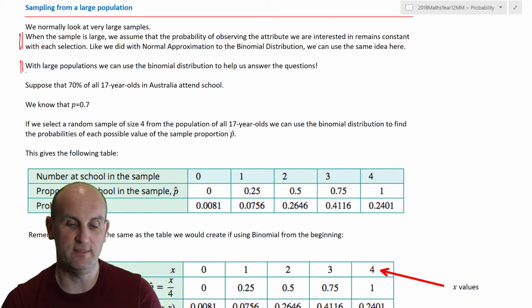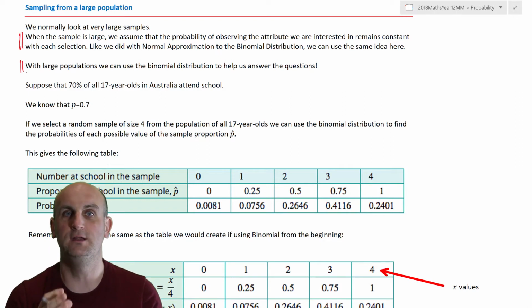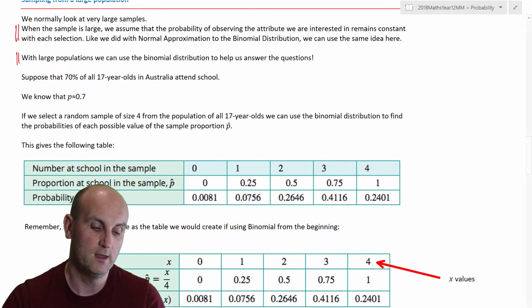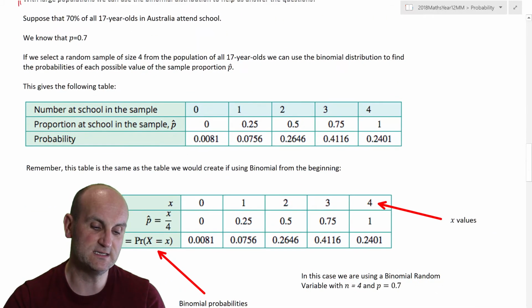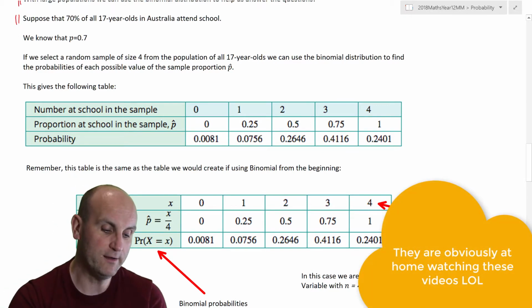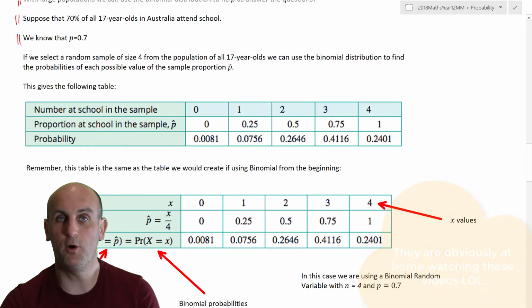So long as there are only two choices, remember? Going to school and not going to school. Owning a car, not owning a car. For large values, we're going to use binomial. Right, suppose that 70% of all 17-year-olds in Australia attend school. I don't know why the other 30% aren't. We now know then that P, our population proportion, is 0.7.